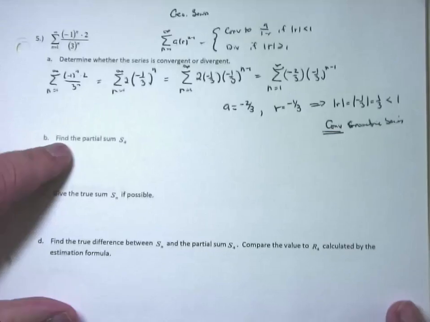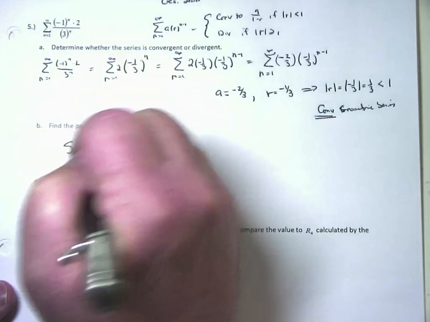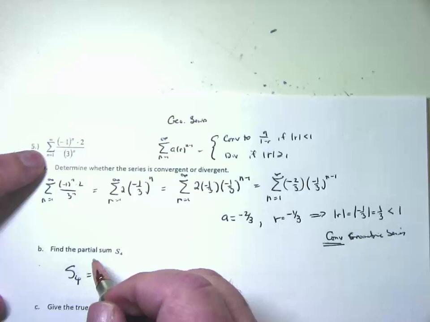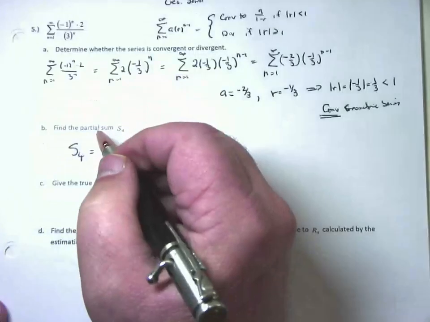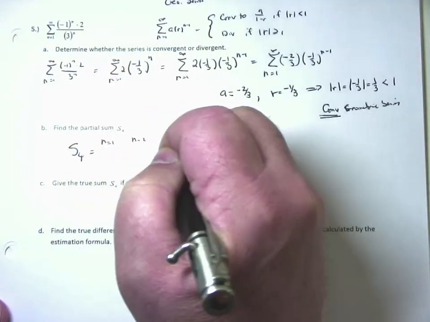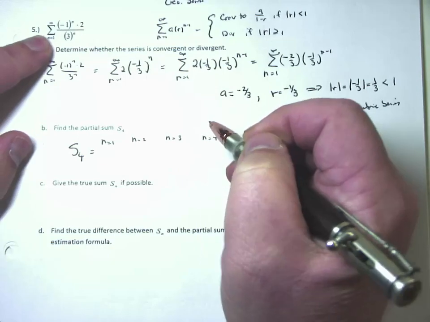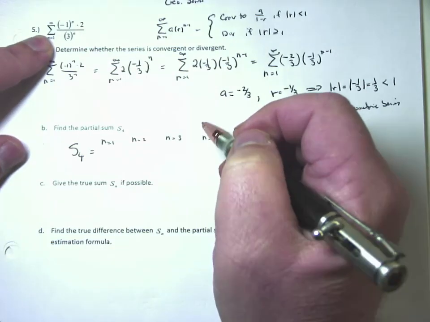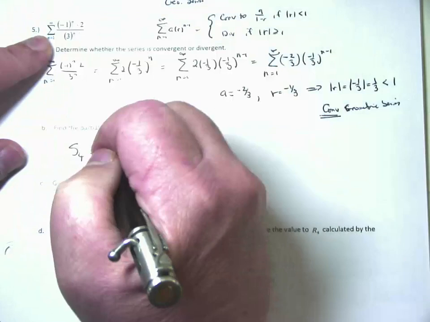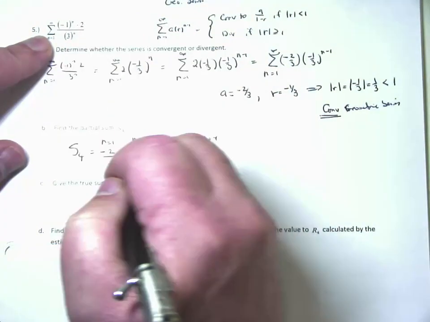So, part B, we want you to find the partial sum S4. So to find S4, I'm going to add up the first 4 terms. Now this thing starts at 1, so this is n equals 1, n equals 2, n equals 3, and n equals 4. I'm going to go back to the original series here. I'm going to plug in 1. -1 to the first is -1 times 2 is 2 over 3 to the first is 3.